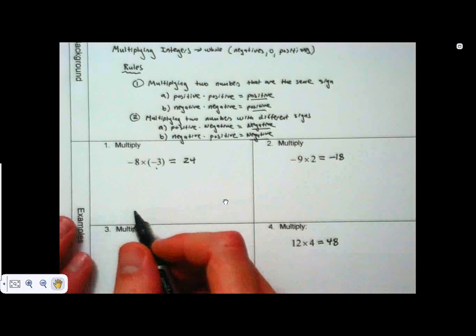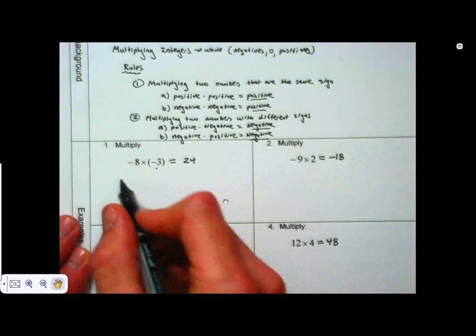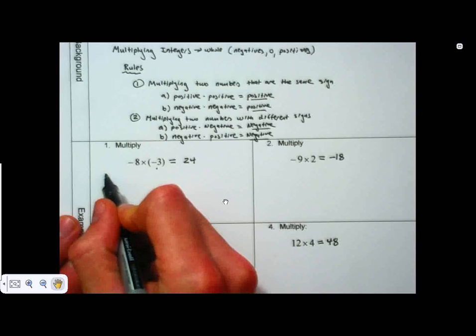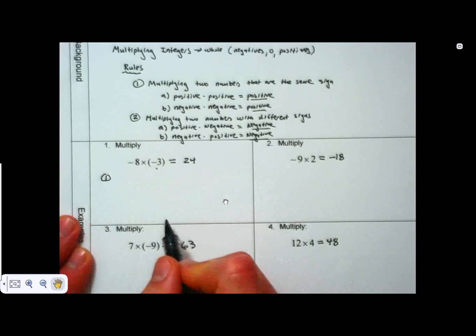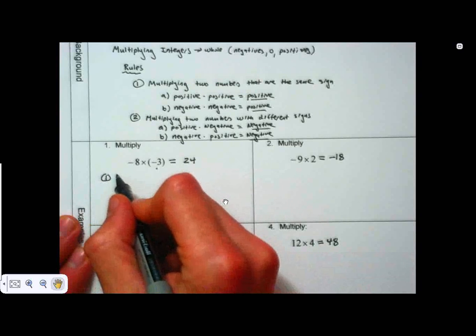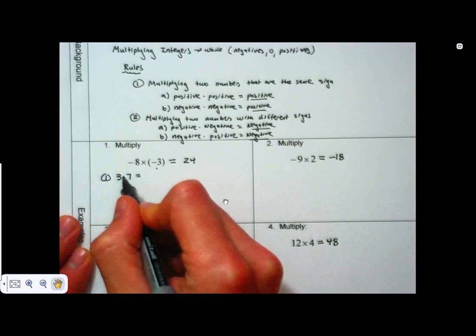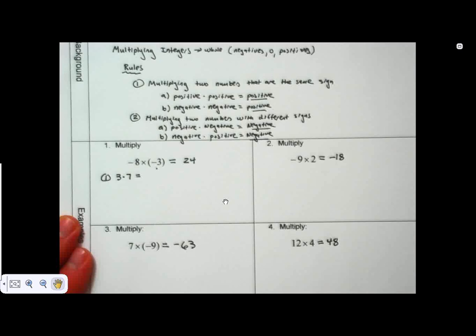Okay, in this next section, I'm going to put up 4 problems, and I want you to pause the video until you've had the opportunity to answer each one, and then we'll discuss them. So number 1, okay, I'm using a dot to represent multiplication. So pause the video until you've had the opportunity to answer this one.